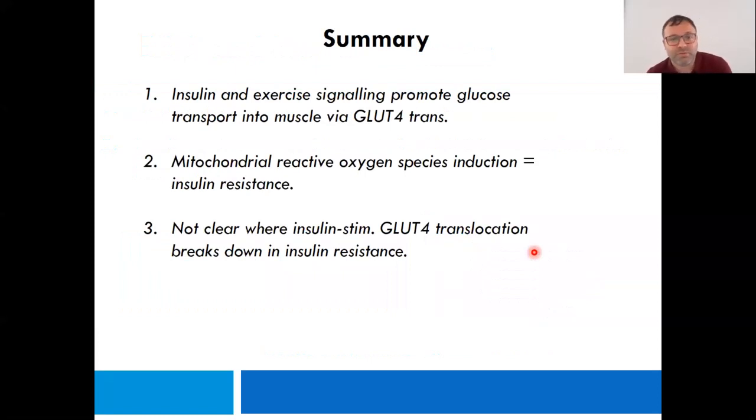Okay, so to summarize, insulin and exercise signaling promote glucose translocation and glucose transport in muscle. Mitochondrial reactive oxygen species induction can acutely induce insulin resistance, and this may be promoted by lower levels of coenzyme Q in mitochondria. And one of the key questions I think we need to address is where in the insulin-stimulated GLUT4 translocation cascade the defect lies in insulin resistance.